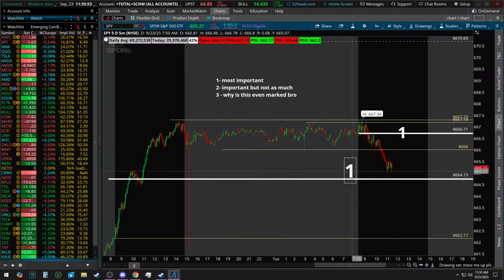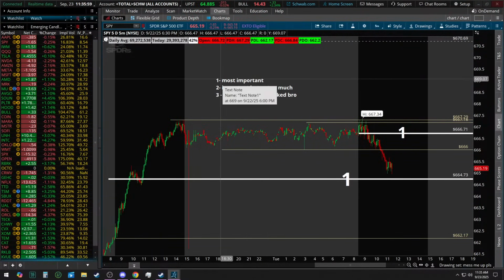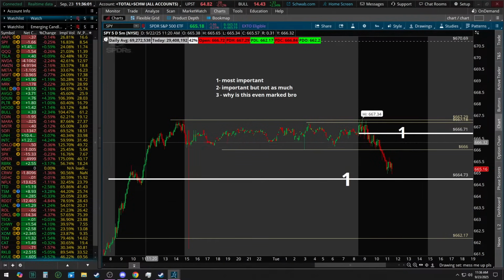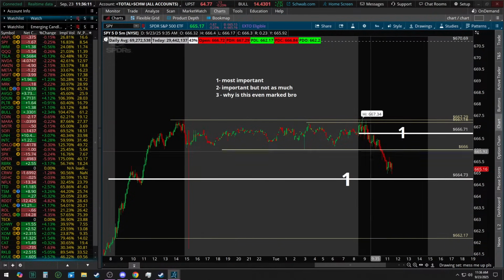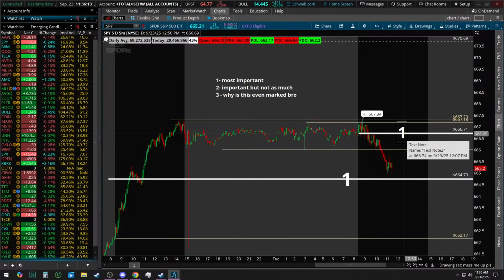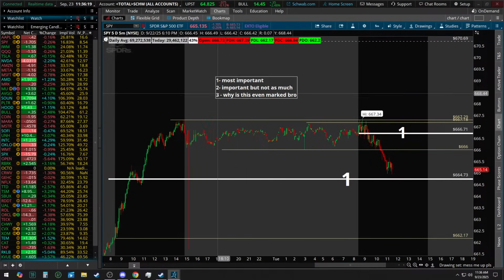So 1, 1. These are the most important 2 levels on your chart every day, and that's what I'm talking about. I'm not talking about when we mark emerging candles. I need y'all to understand these are all number 2. Every emerging candle is number 2. They are important, but they're not important enough for you to be like, well, I'm going to trade to and from it. That's my only thing I'm talking about. Like, dude, you have an open and you have a halfway point to focus on, and you're only focused on some emerging candle.